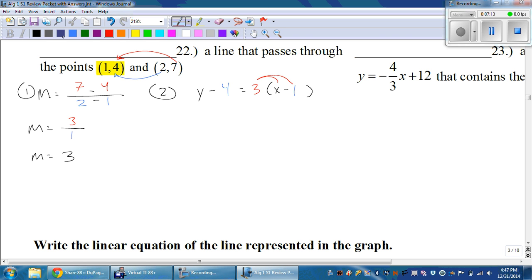Okay, so the first thing that we would do is distribute. 3 times x is 3x. And don't forget that 3 times 1 is 3. To get the y by itself, we add 4 to both sides. And then we get our answer of y equals 3x plus 1.